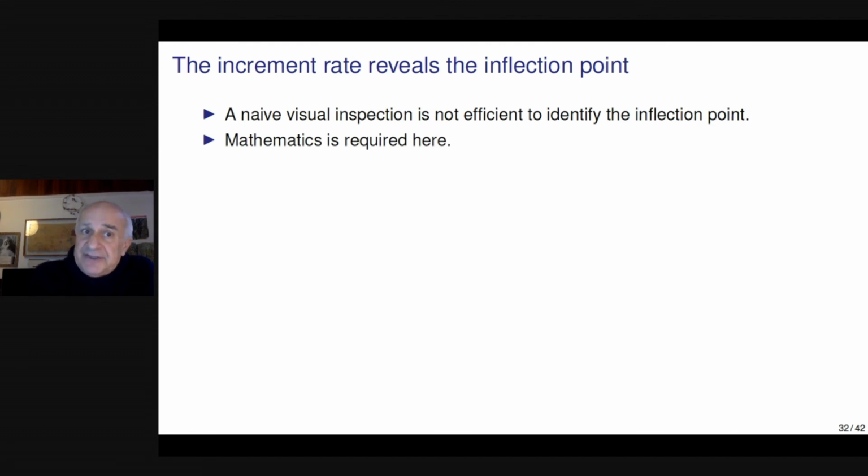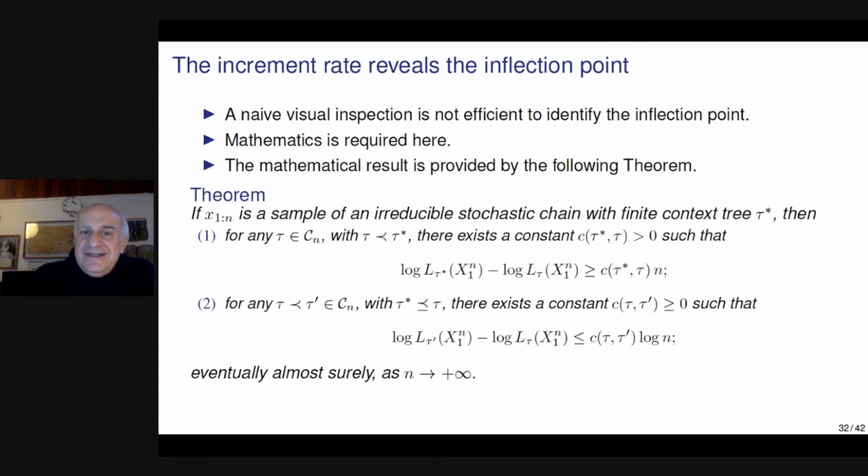Naive visual inspection is not efficient. Mathematics is required here. And that's the mathematics we need. So we increase by an amount which is greater or equal to a constant times n before we get to the correct tree. And we increase by a much smaller rate after we cross the correct tree.